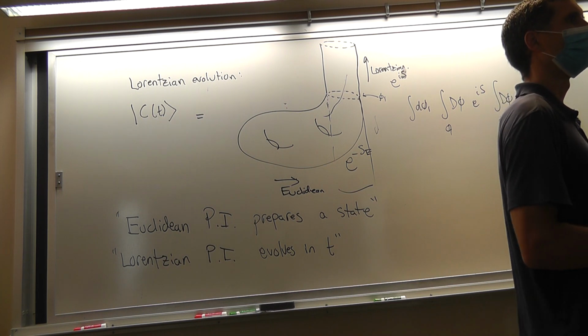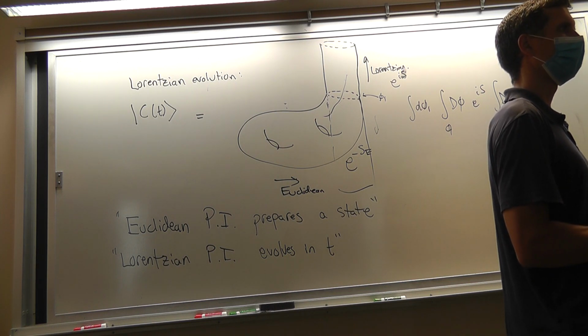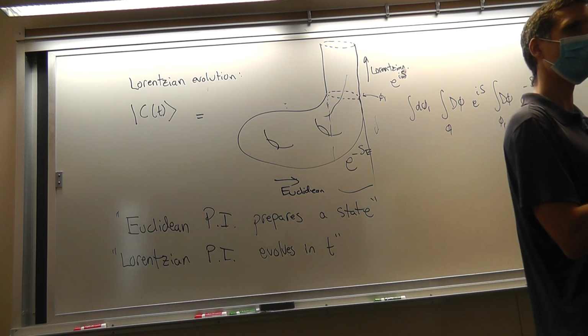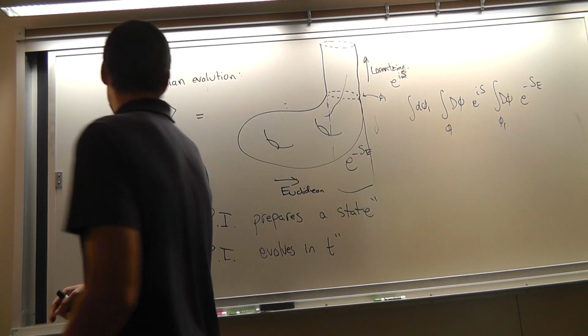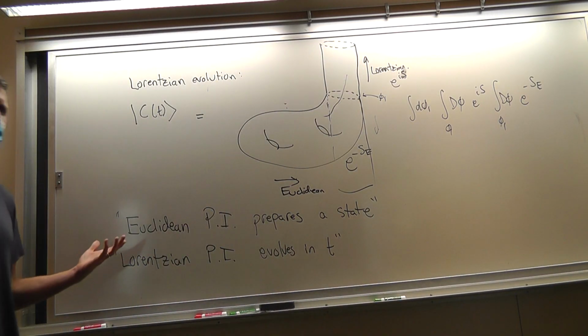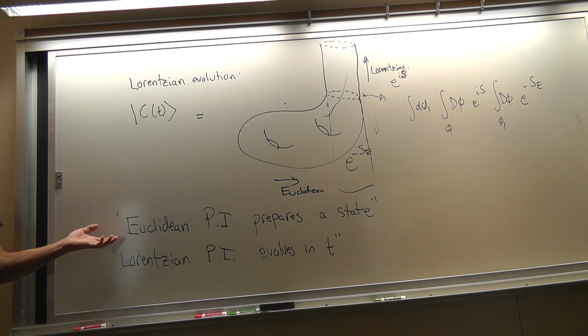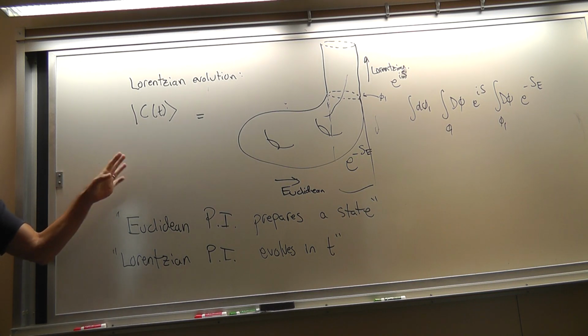Right. If we're okay with specifying boundary conditions in Euclidean signature as well, why not just specify boundary conditions in some Lorentzian time and just evolve with the Lorentzian? Good. That's the right question. So let me repeat the question. Why bother with this? If we could just do everything in Lorentzian and specify some initial data in Lorentzian, why do we need to prepare states in Euclidean?